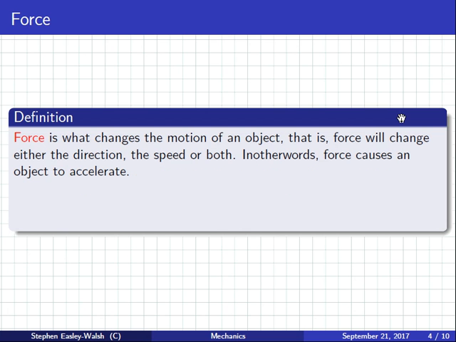Yeah, so this is a good definition, if you can write just this much down.